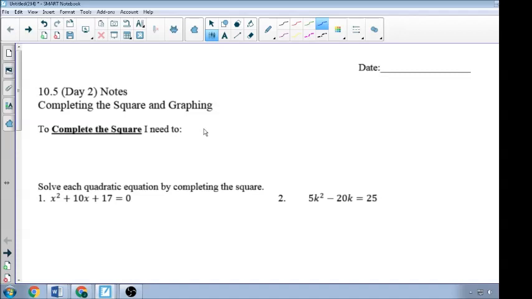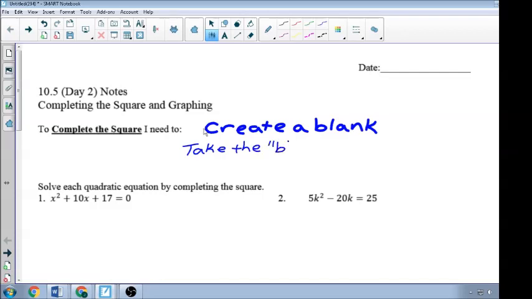We're going to talk about completing the square again and how we can use that to graph. So to complete the square, I need to create a blank. Then I will take the b value, divide by 2, and square it.